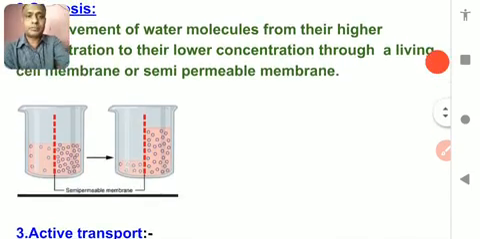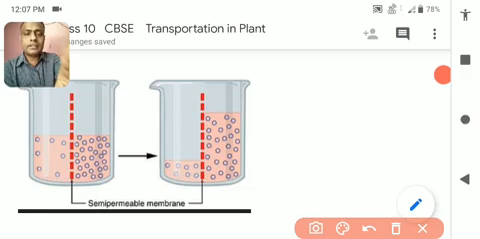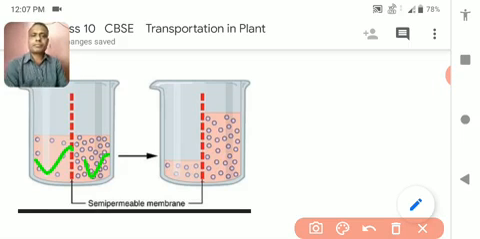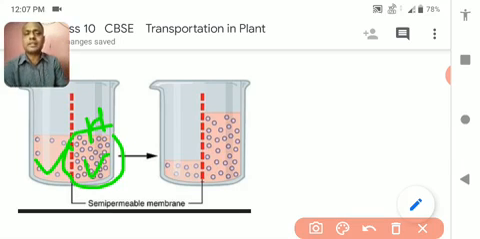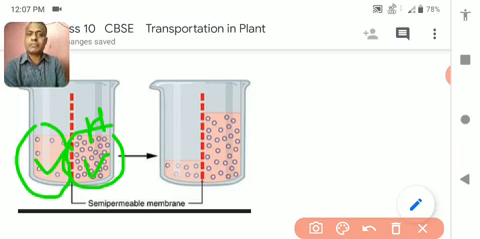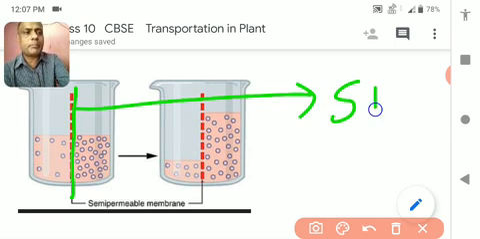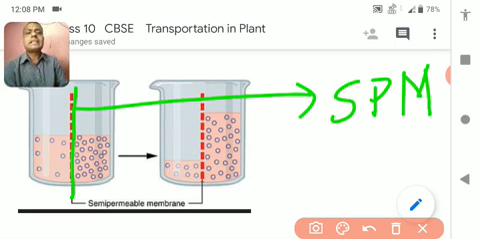Just see this figure. In this figure you can easily see that there are two kinds of solution. This is higher concentration because you can see so many particles of solute are there, and this is lower concentration because a very small amount of solute can be seen over here. So what happens? Both solutions are separated by a membrane called a semi-permeable membrane, or you can simply say cell membrane.